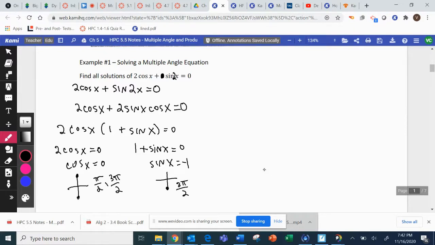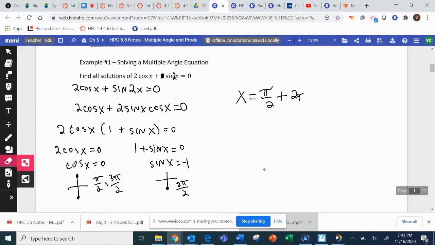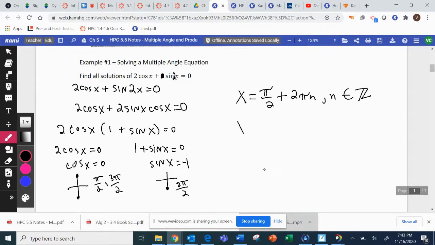So our general solutions would be that x equals pi over 2 plus the period 2 pi times n. Sorry, that's supposed to be a pi. Let me make it a little bit more clear. Okay. And 3 pi over 2 plus 2 pi n, and then that's where n is an integer.